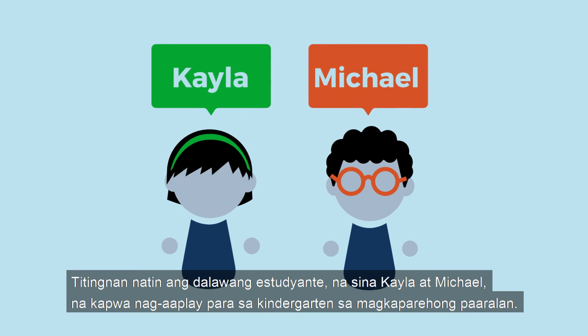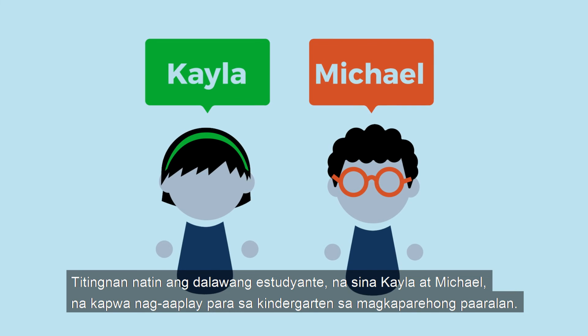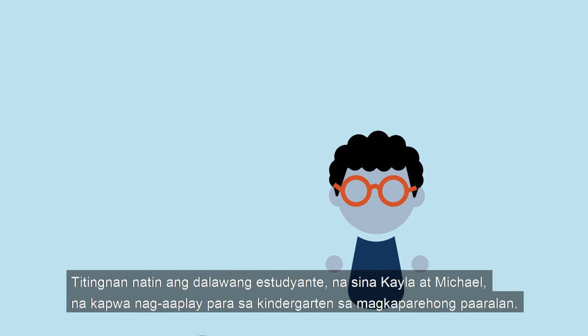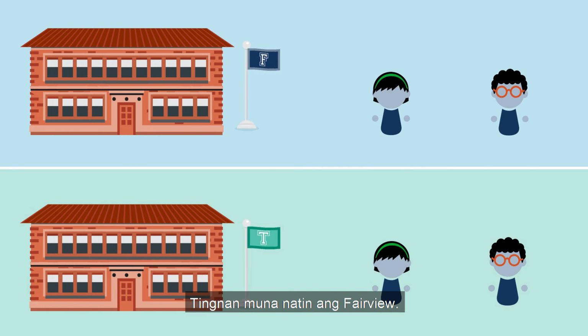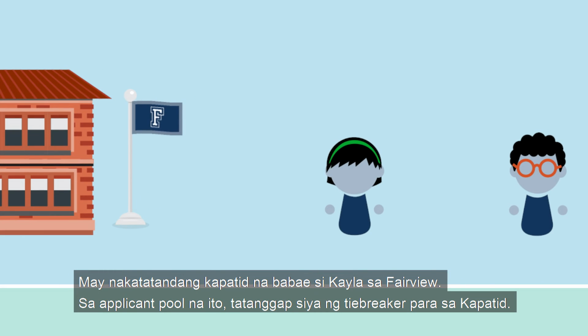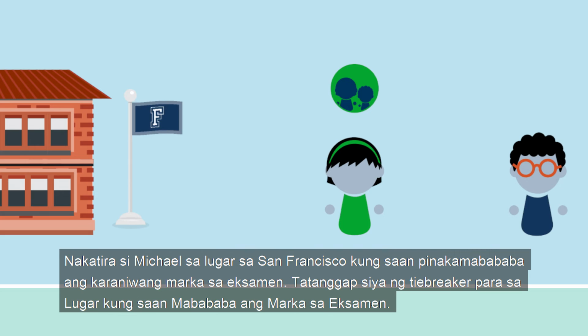Let's take a look at an example to better understand how tiebreakers work. We will look at two students, Kayla and Michael, who are applying for kindergarten at the same schools. The two schools are Fairview and Treetop. Let's look at Fairview first. Kayla has an older sister at Fairview. In this applicant pool, she receives the sibling tiebreaker. Michael lives in an area of San Francisco with the lowest average test scores. He receives the test score area tiebreaker.